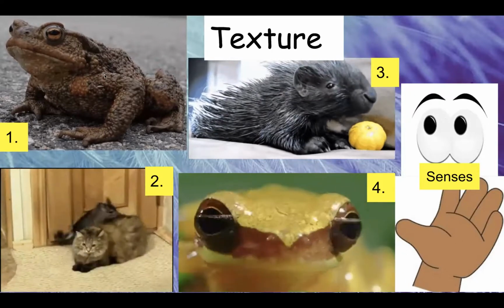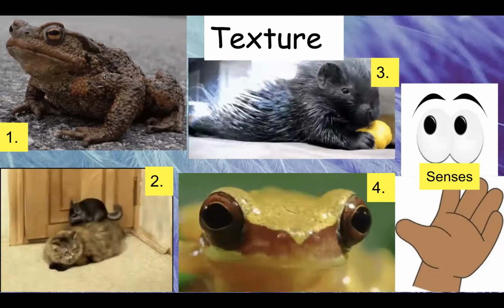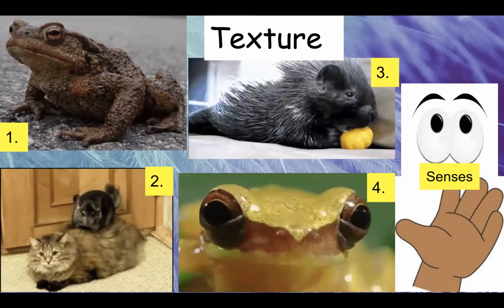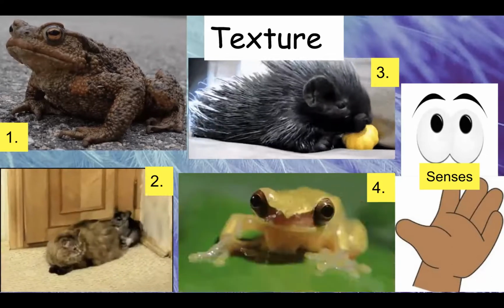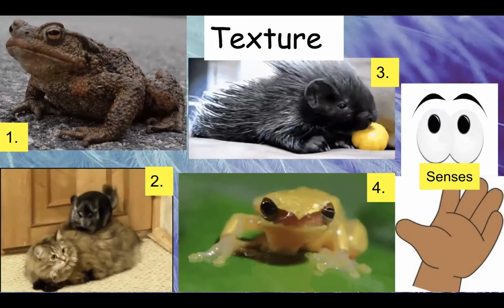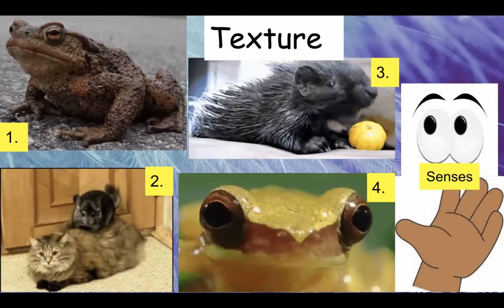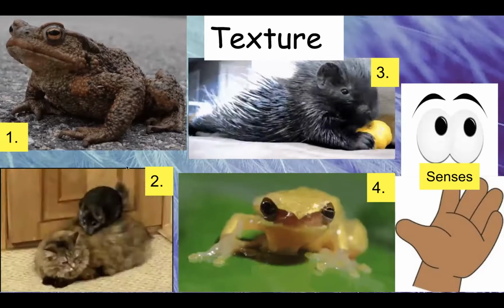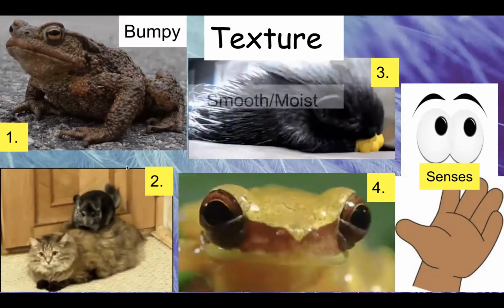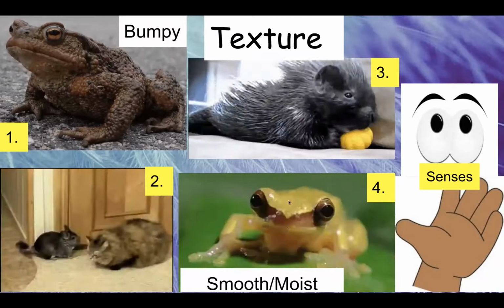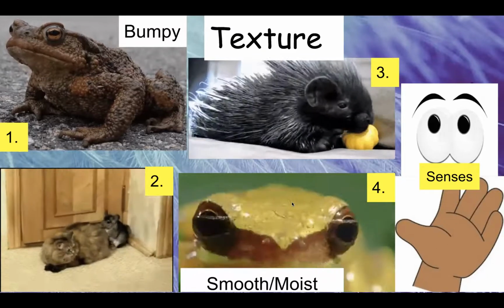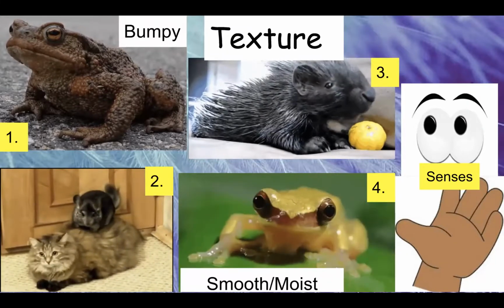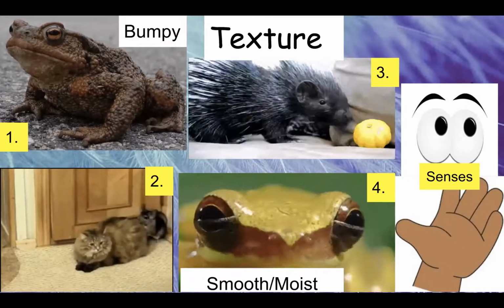My next texture word is smooth, just like our snake, and also moist. Moist just means kind of a little wet. So think about what animal fits that description. And hopefully you guys said it is the frog, number 4. So here's our little frog. And the clue for this one is, if you look at the frog's head, you might see a little glisten or a shine. That lets us know that that frog probably has a little wetness or moistness to him.